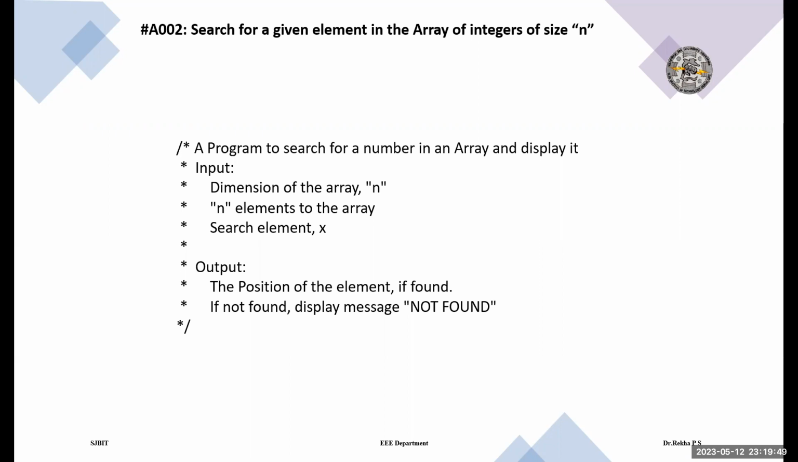A program to search for a number in an array and display the array you have entered. First, the dimension of the array, then n elements to the array, and then the search element x. The output should be the position where the element is found. If not found, you have to display the message not found. This is exactly the array of integers of size n to search. We'll go to the next coding.